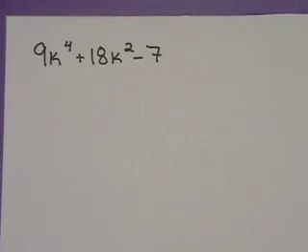Look at 9k to the 4th plus 18k squared minus 7. This is number 20 on your 10.6 white worksheet. And we're going to go ahead and factor this.